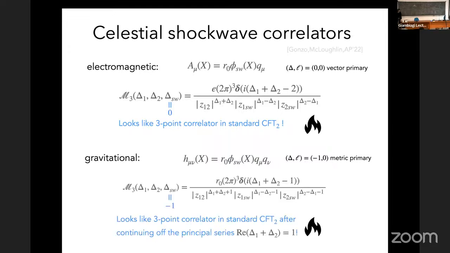Since I'm running out of time, let me just flash here also the result for gravity. Also, in the case of gravitational shockwaves scattering on top of that, you get something that looks like a normal CFT correlator. But there are some asterisks to it, which I think I don't have time to discuss. But the bottom line is that if you describe scattering on backgrounds, you get correlation functions that are much more similar to those in normal CFTs, and therefore more amenable to further calculations.